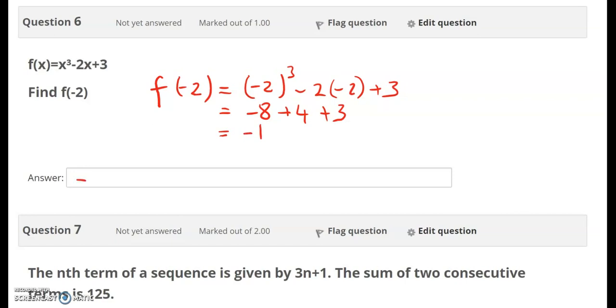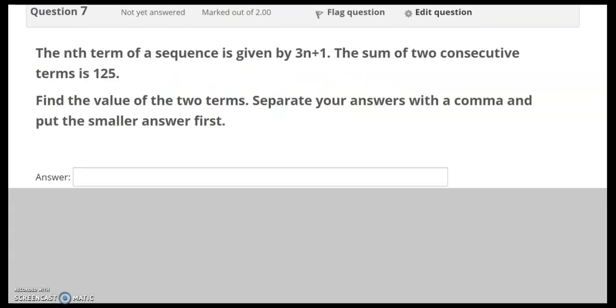So the answer is minus 1. Question number 7, we've got the nth term of a sequence is given by 3n plus 1. The sum of two consecutive terms is 125. Find the value of the two terms. Separate your answers with a comma and put the smaller answer first.